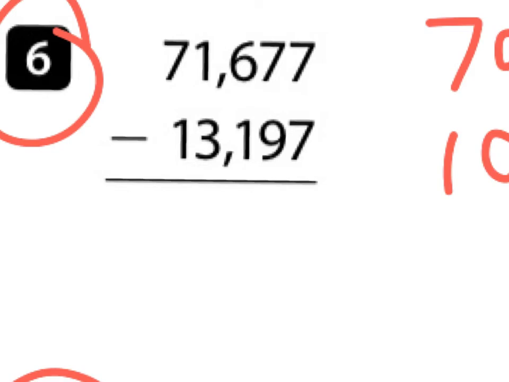All right, number 6, we start off in our units place. 7 minus 7 will give me a difference of 0. 7 minus 9, we cannot do that, so we take 100 and bring it over here, which will change to 10. So now we have 17 total tens. 17 minus 9 is 8.